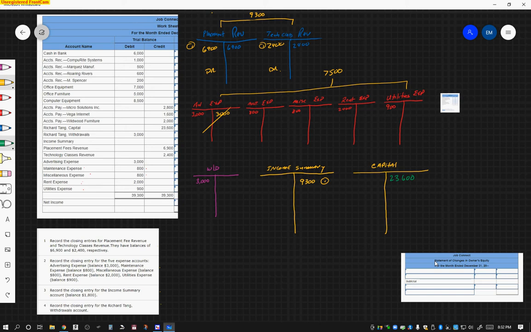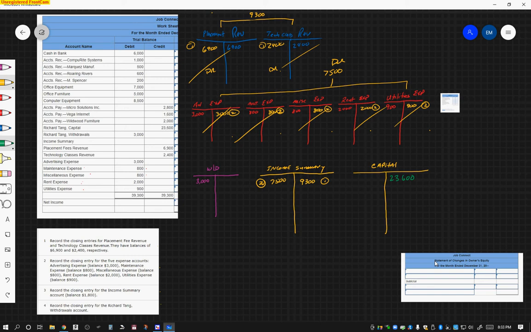3,000, 800, 800, 2 grand, 900, and that is going to be accounts 2. So if these are all of our credit transactions, that makes this a debit transaction going into our income summary. So there's number 2. Now these accounts are all closed.